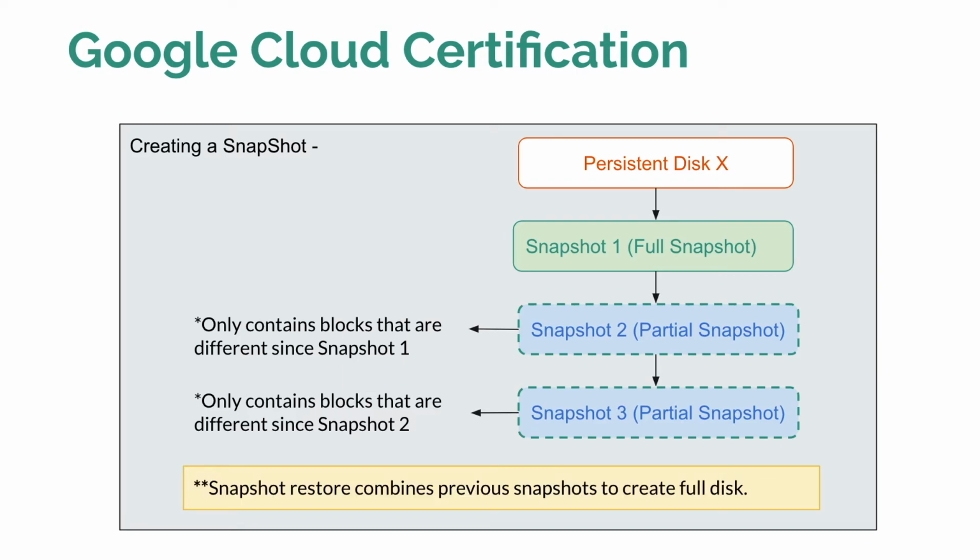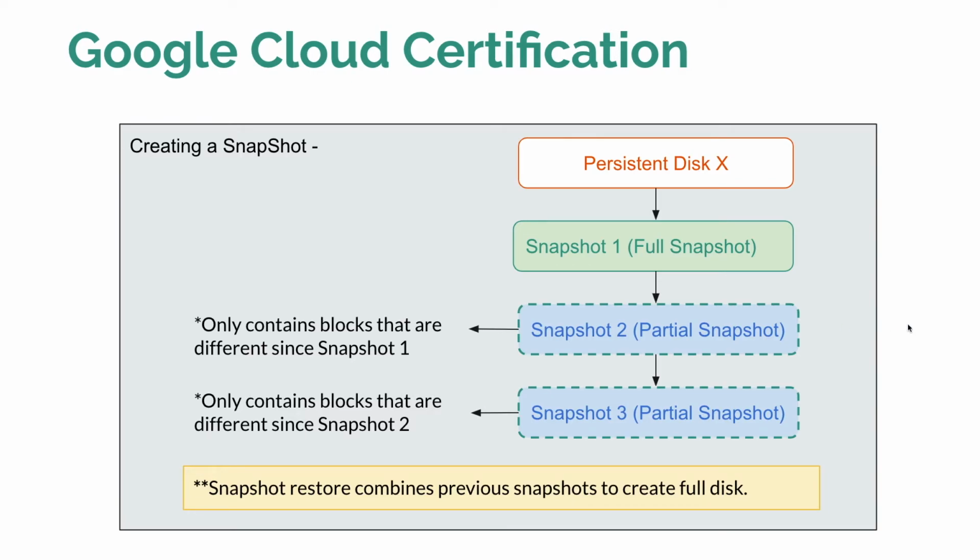But whenever you are going to restore the snapshot, right, you are going to create a new machine using your snapshot. In that case, the snapshot restore combines the previous snapshots to create the full disk. It means whenever you are going to restore snapshot 3, it will combine all of snapshot 1, 2 and 3 and then restore it.